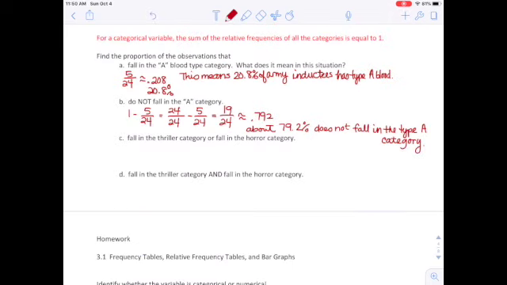That will conclude our notes in section 3.1. And don't worry about letters C and D.